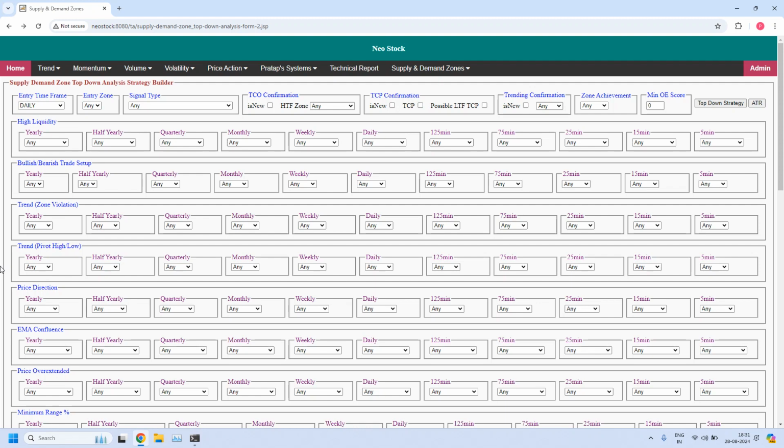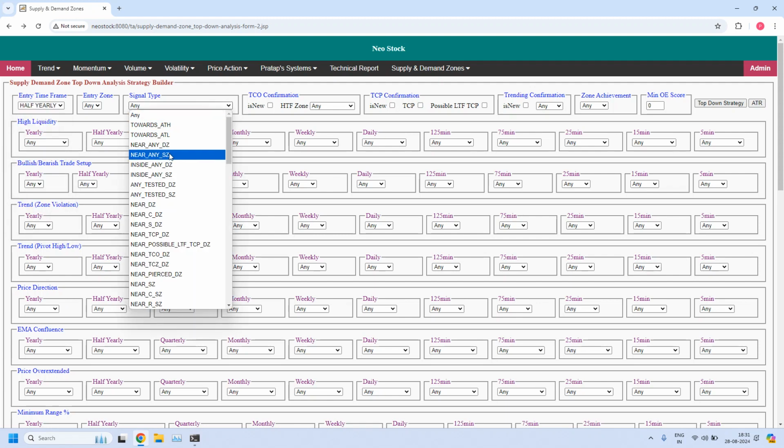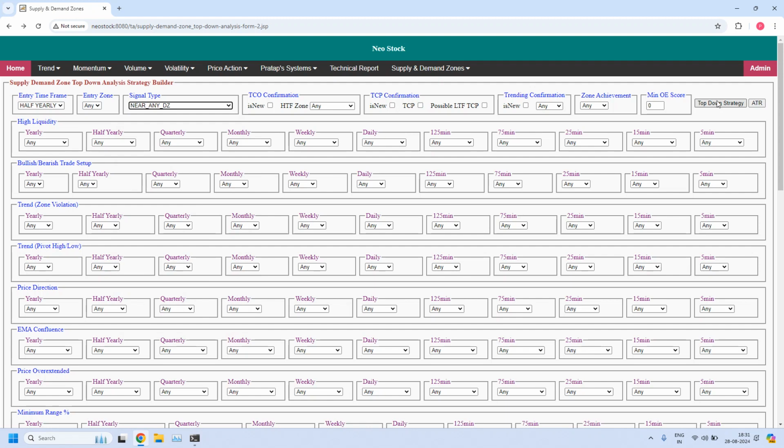In this video, we are going to generate different supply demand zone reports based on the NeoStock software, useful for the premium subscribers. So the first report we are going to generate is finding the stocks near demand and supply zones. First time frame is half yearly. Let us find the stocks near half yearly demand zone.